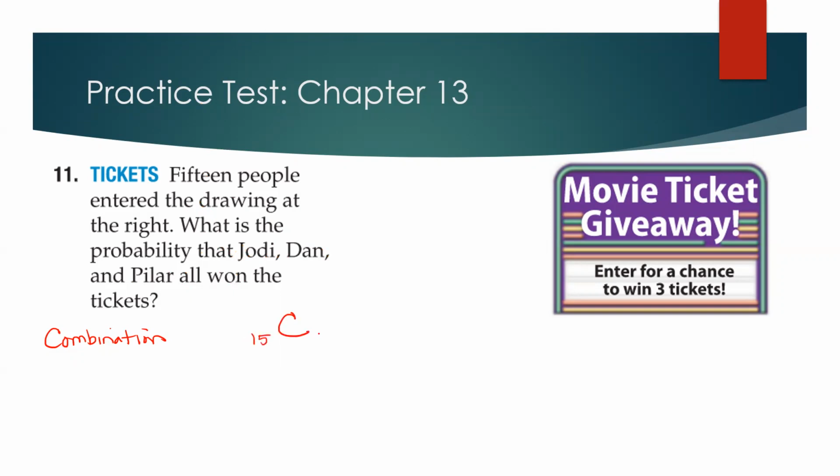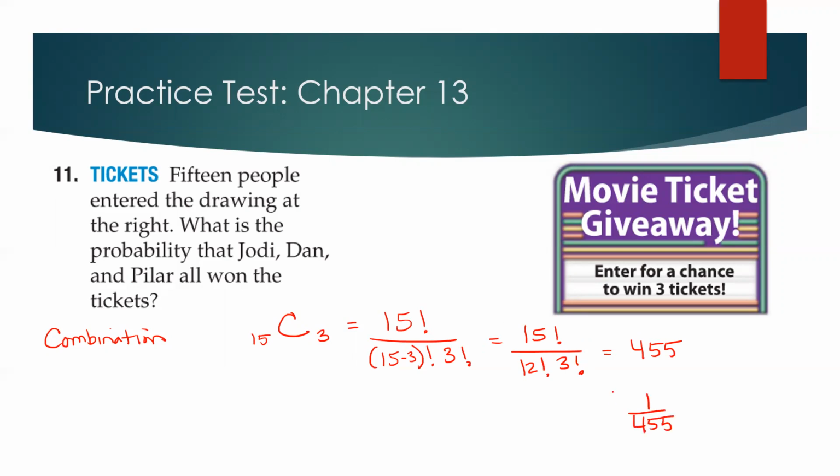There's 15 possibilities and we want 3 winners. So we would write this as 15 factorial over 15 minus 3 factorial times 3 factorial. So this ends up being 15 factorial over 12 factorial times 3 factorial. You type that in your calculator, you end up with 455. So the probability would be 1 out of 455 that they would be the winners.